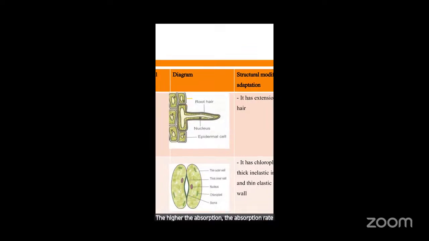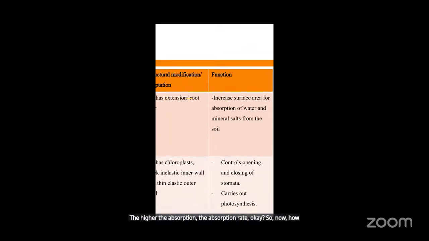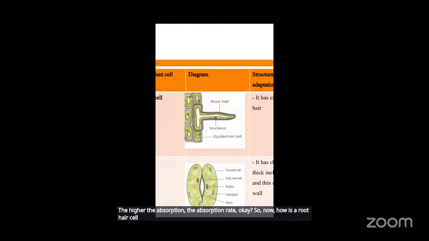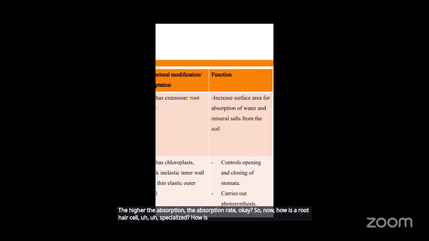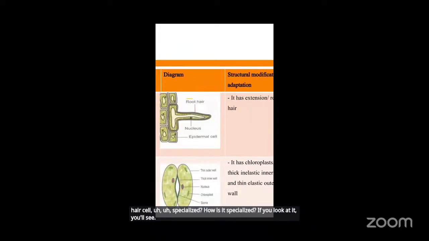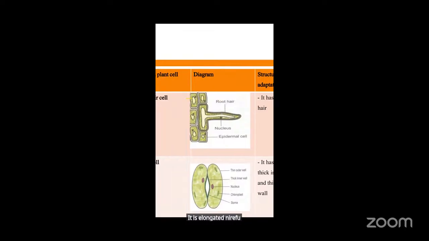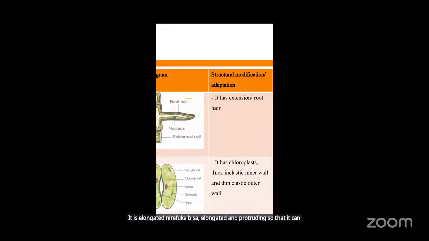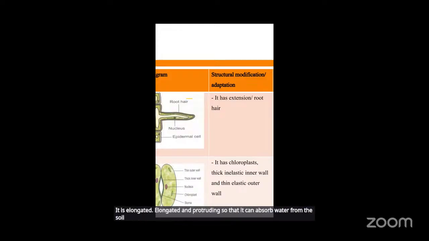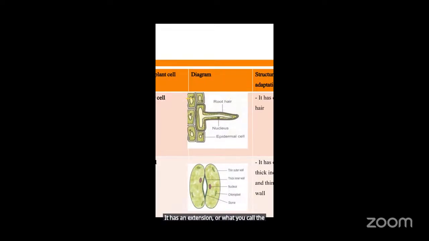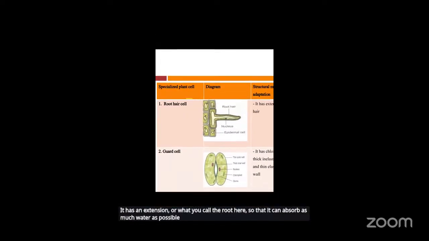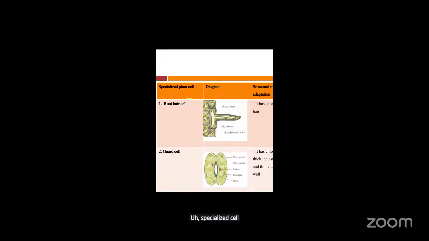Okay. So now, how is a root hair cell specialized? If you look at it, you'll see it is elongated, very long, elongated and protruding so that it can absorb water from the soil. So, structural modification or adaptation is it has an extension, or what we call the root hair, so that it can absorb as much water as possible. So, the specialized cell is root hair cell.